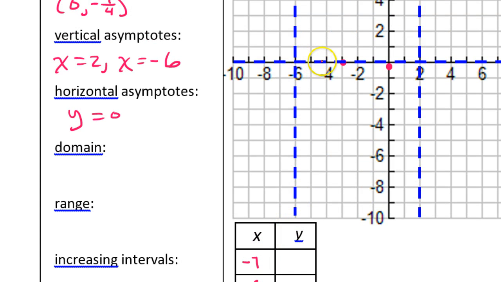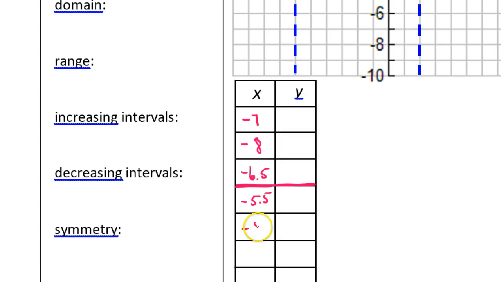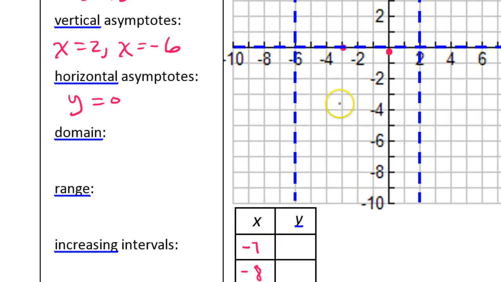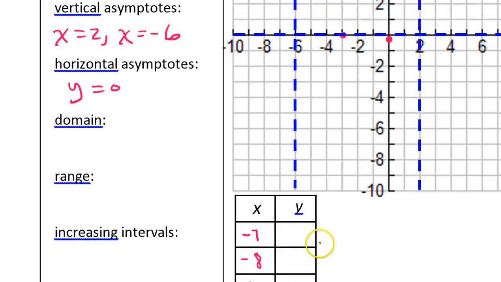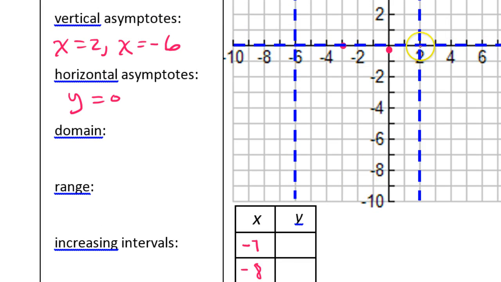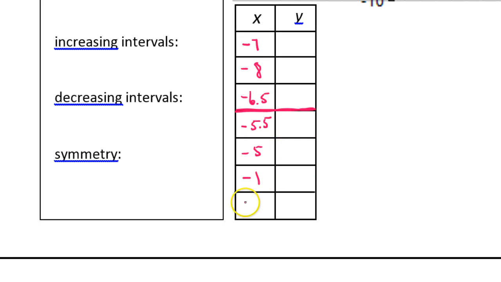So I might do -5, that would be a good one to use. Okay, and I've got that point right there, but maybe -1. I'd like to know what's going on there. Now as I get close to the asymptote, again, here's the asymptote at 2. I definitely want to know what's happening really close to the asymptote. So this would be 1.5. So I want to know what that is. So I'm going to check out 1.5.